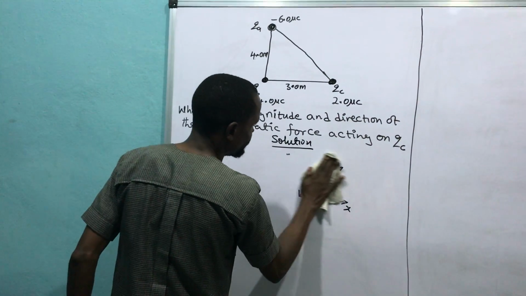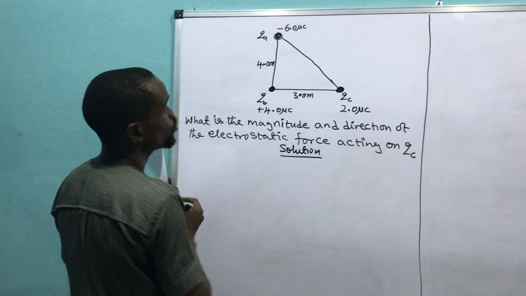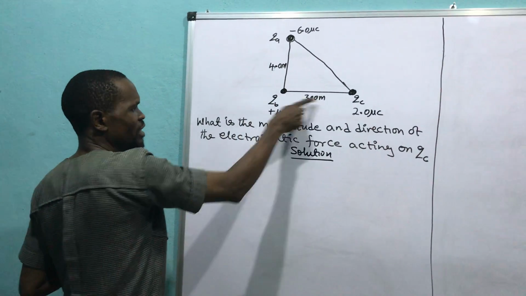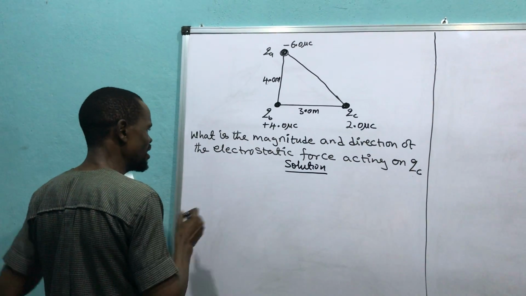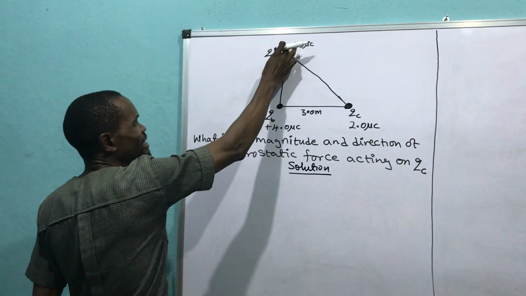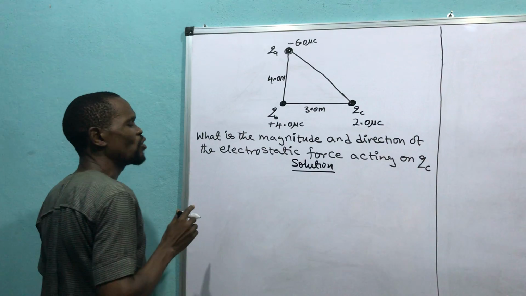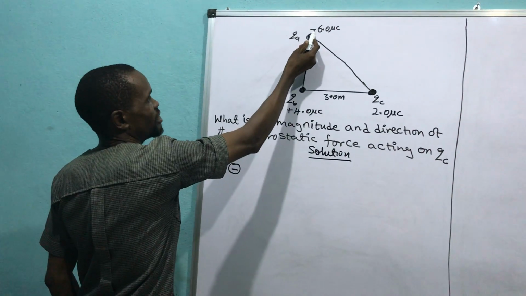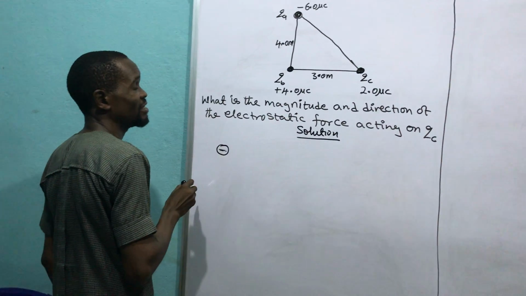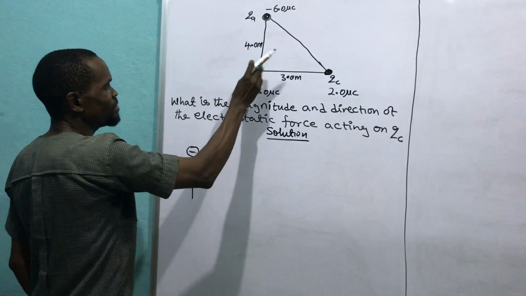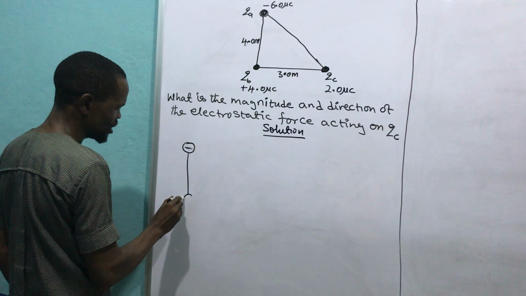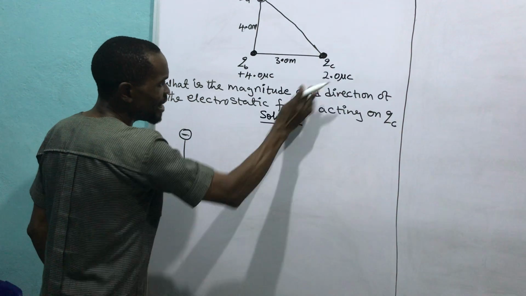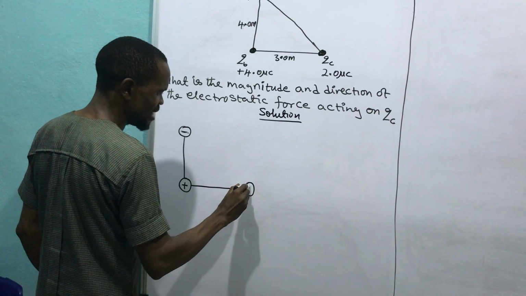Back to what they asked us. They said we should calculate the force which QA will insert on QC and QB will insert on QC. Writing it down, this minus 6.0 microcoulomb simply tells me that the charge there is negative. Then I draw down this one, which is positive, simply telling me that the charge here is positive. And this one here, which is positive as well, is simply telling me that the charge there is positive.